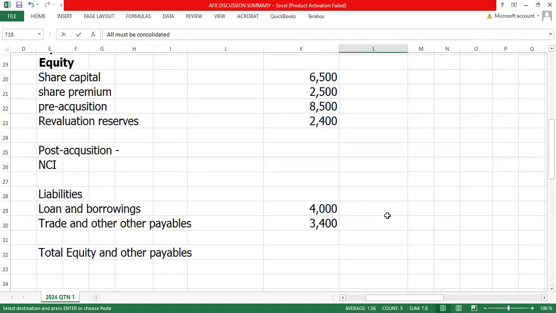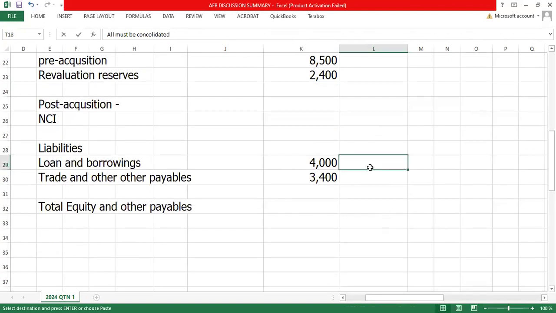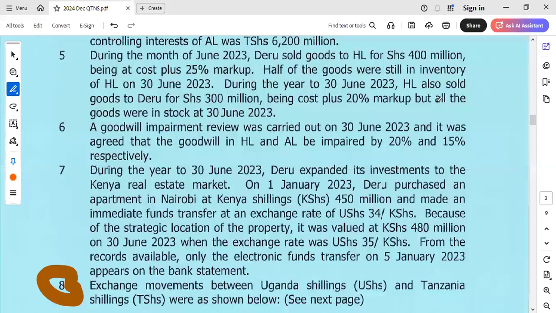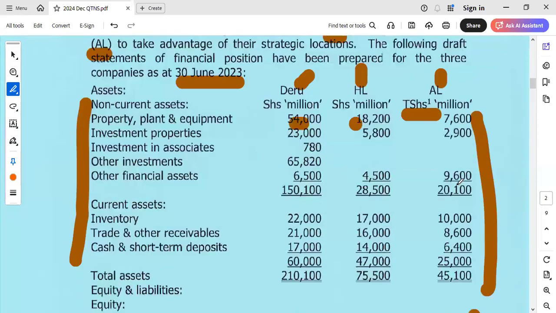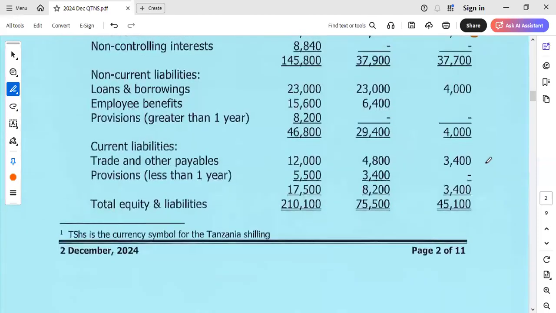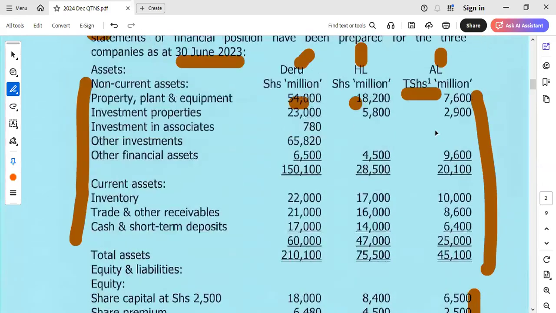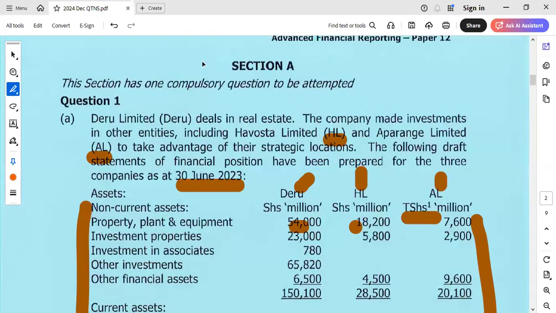Then also the liabilities. These are liabilities. From the question, of course, we are picking these figures from where? From here, we are translating these figures. These ones. These are liabilities. You have this and you have only this. Don't bring the totals. Just pick the item. That's what we are translating.